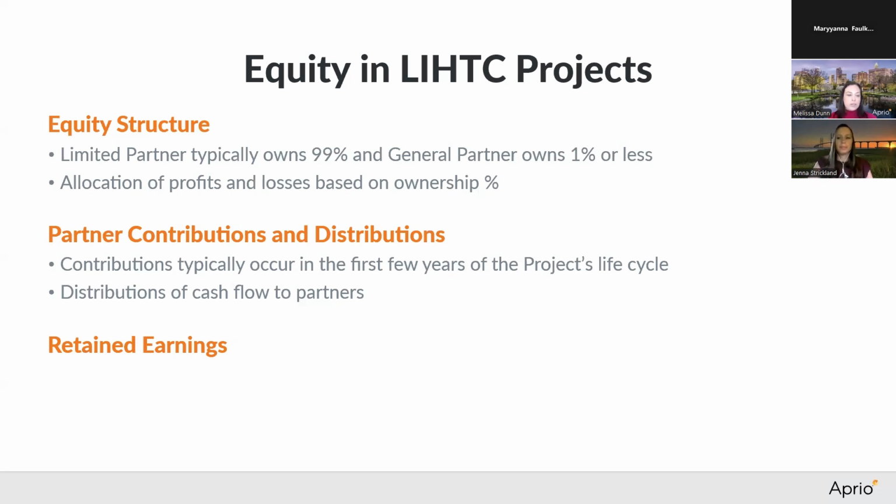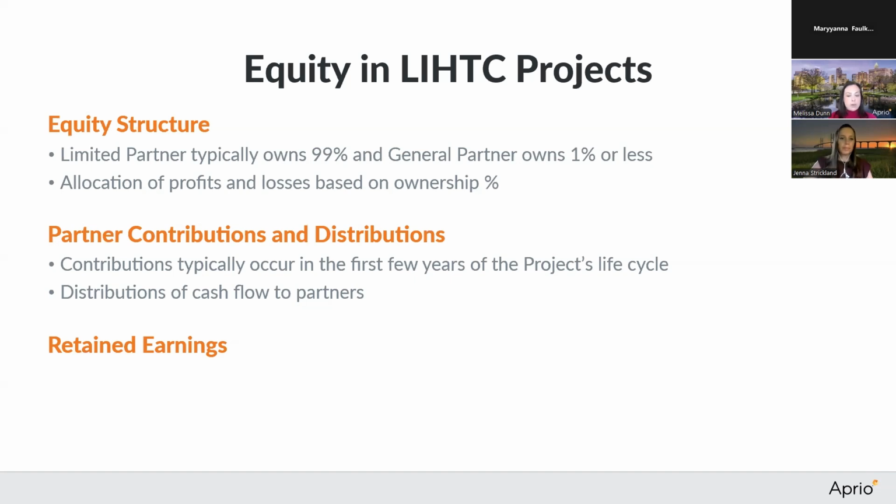The majority of contributions are typically made by the investor member or the limited partner. The next component are distributions. Distributions decrease equity. This is money that the project pays out to the partners. Typically, it's paid out of cash flow earned by the project, and there are stipulations on how much and the time periods where it can be paid out to each partner.